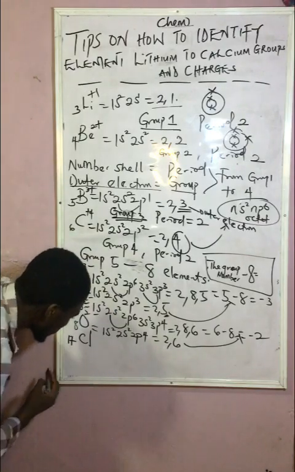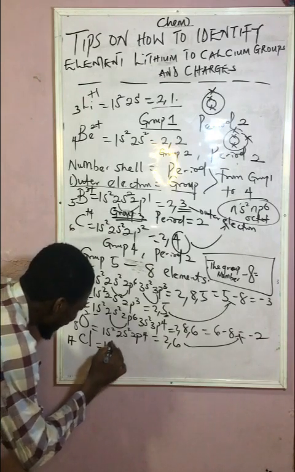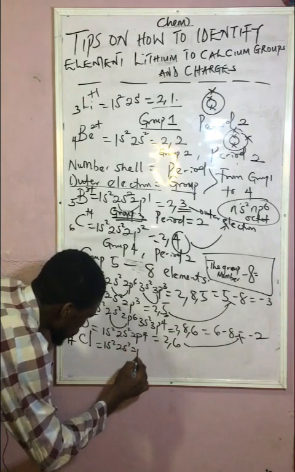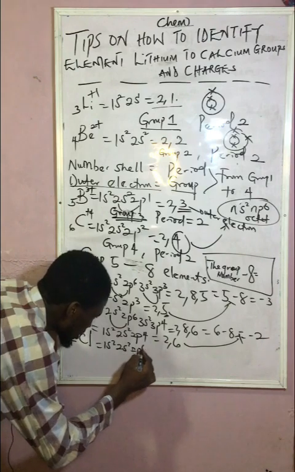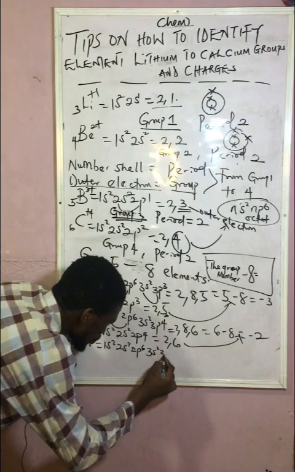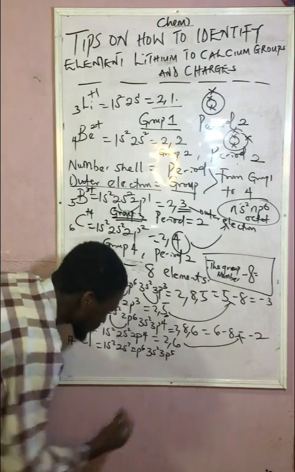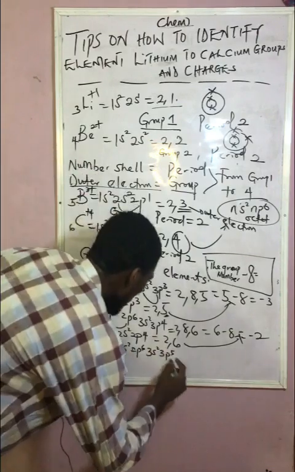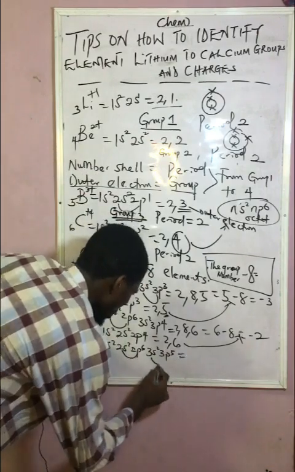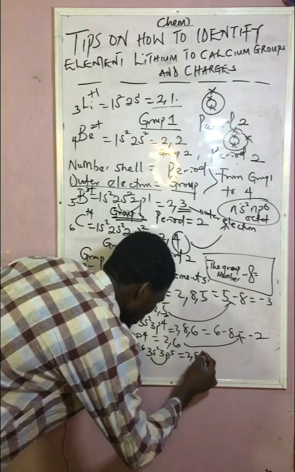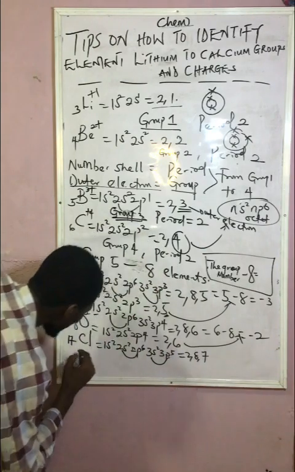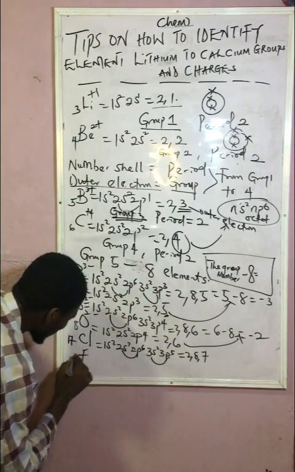So the next one is chlorine. Atomic number 17. So 1s2, 2s2, 2p6, 3s2, 3p5. Are you with me? So this one you can say we have 2, 8, 7. 2 plus 5 is 7. So we can pick fluorine 9.